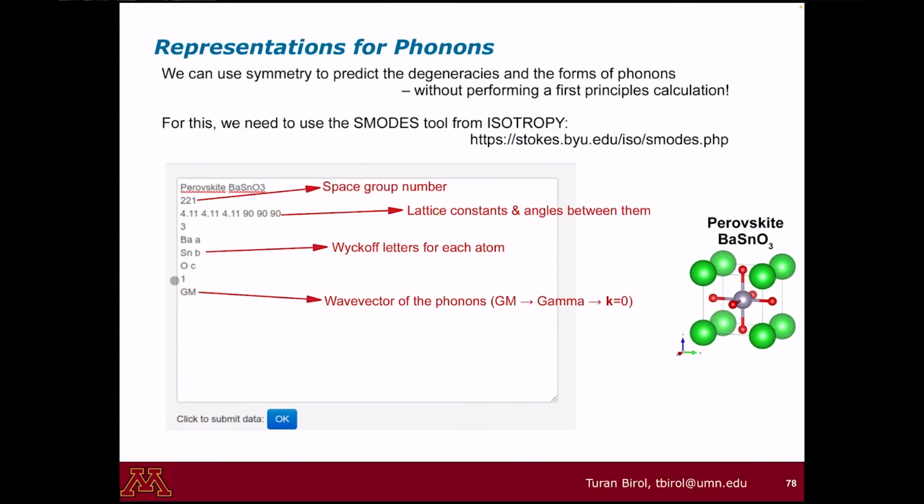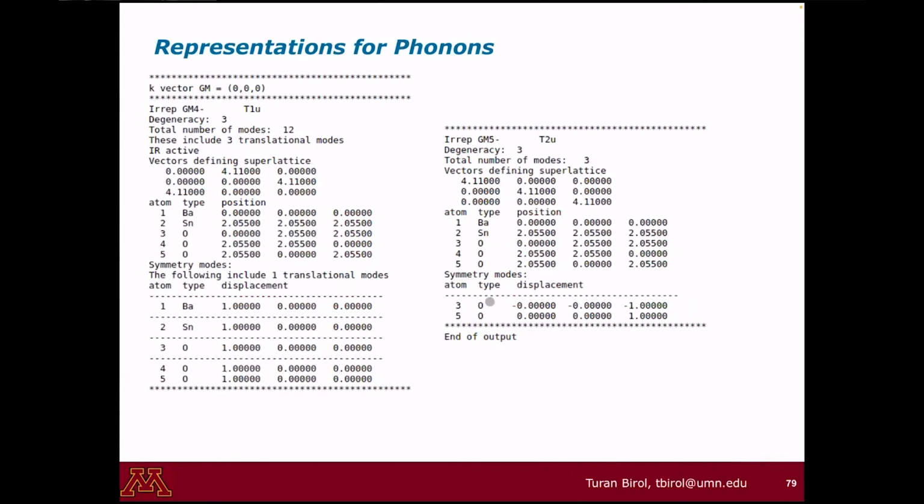But anyway, so when I submit this input to SMODES, it is going to give me all the information that symmetry, that group theory can tell about the phonons of the system. It is not going to give me any frequencies, because for that I actually need to do DFT or an experimental measurement, but it will tell me the representations and the form of the atomic displacements for different phonon modes. Okay, so this is the output. This is all the output. And let's look at both sides one by one and discuss them.